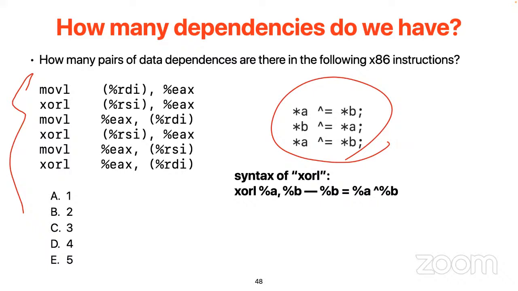And remember, the syntax of XORL is that if you get 2 registers, the later one is the destination. So it's actually computing B equal to A exclusive OR B. So B itself serves as both inputs and outputs. And if this is a memory location, you have to get additional memory operations involved.